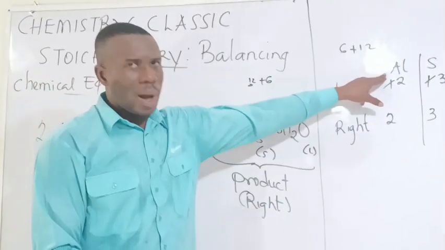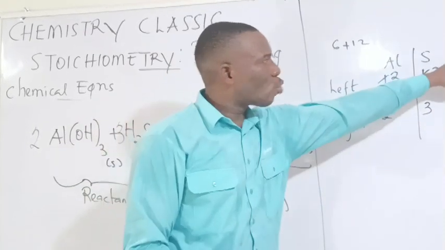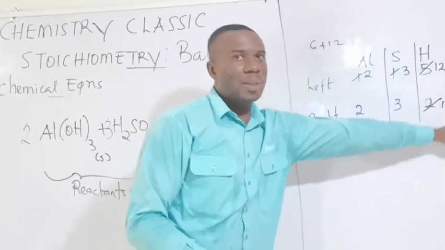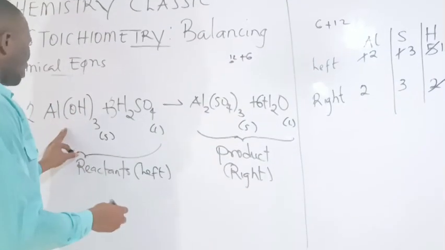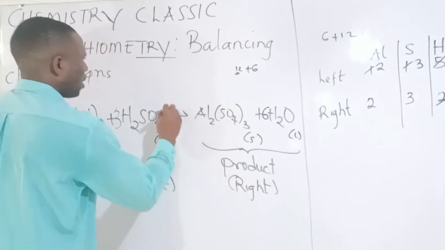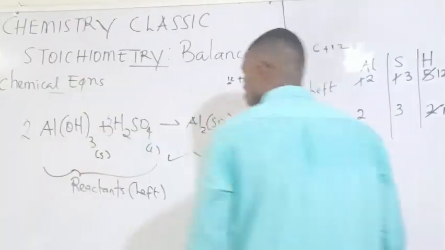So I have 2 aluminum on the left and on the right, 3 sulfur on the left and on the right, 12 hydrogen on the left and on the right, and I have 18 oxygen on the left and on the right. Now this is the balanced chemical equation. Now I need to do one more.